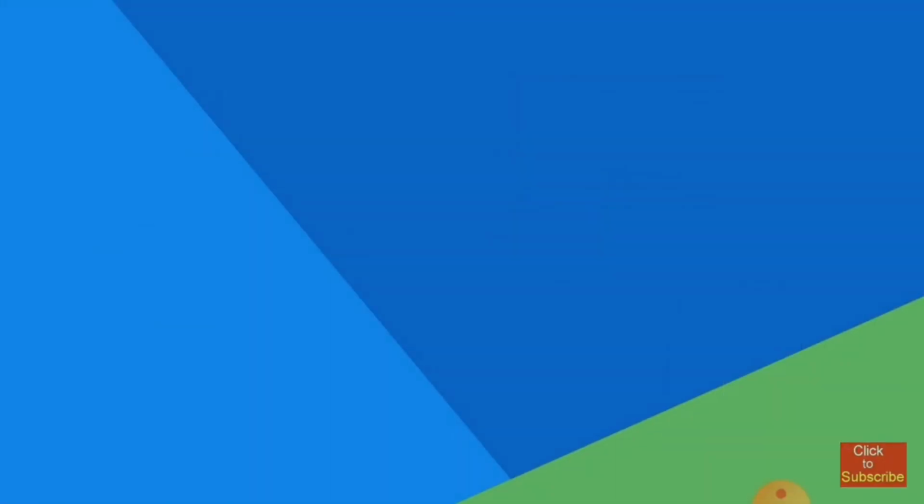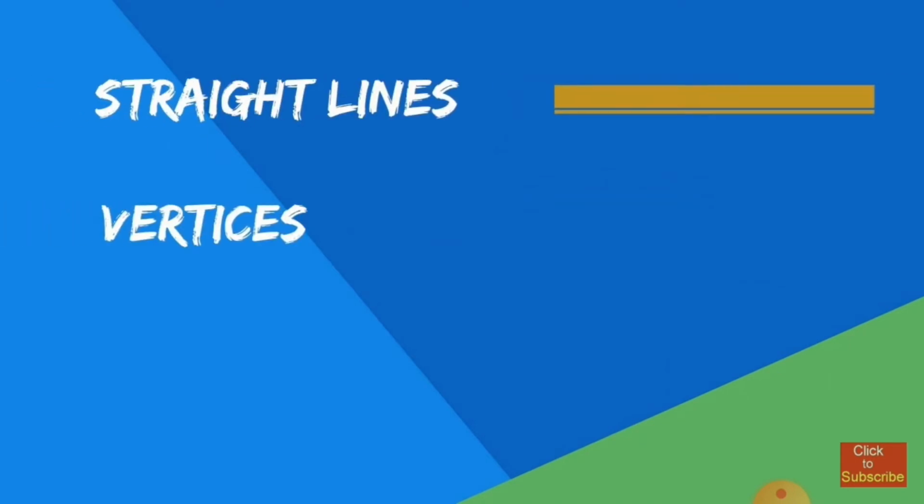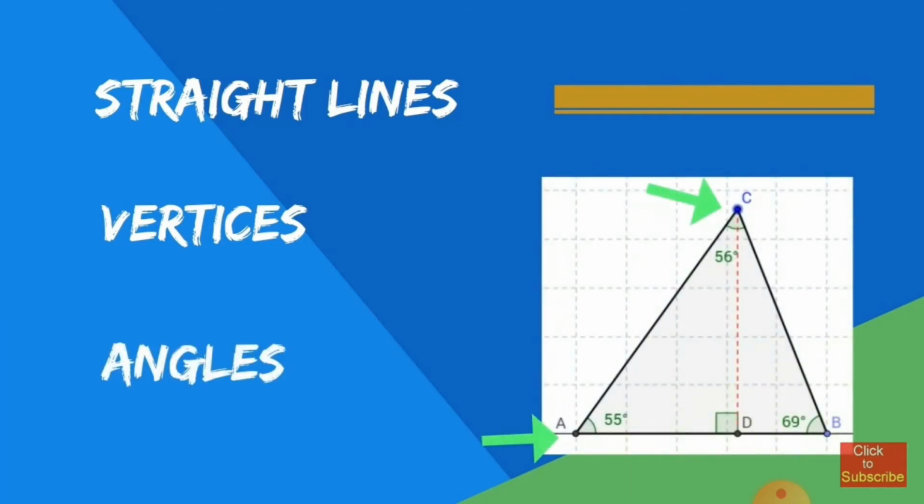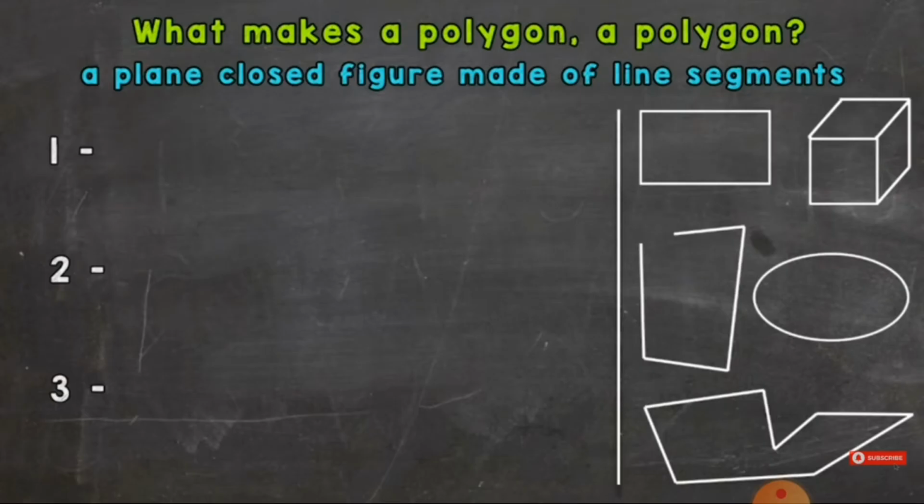It means no curves. What are the parts of the polygon? We have the straight lines, the segments, that's the side, and we have the vertices, that's the point connected from the two segments, and the angles inside. What makes a polygon a polygon? Let's study how to identify the figures or shapes, if they are polygons or not. Again, a polygon is a plane closed figure made of line segments.